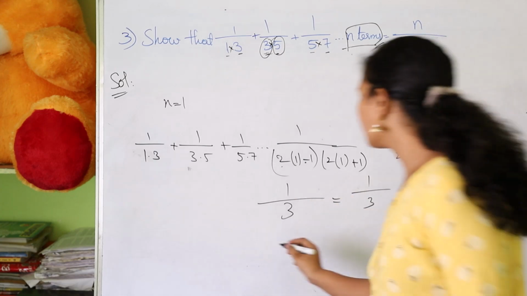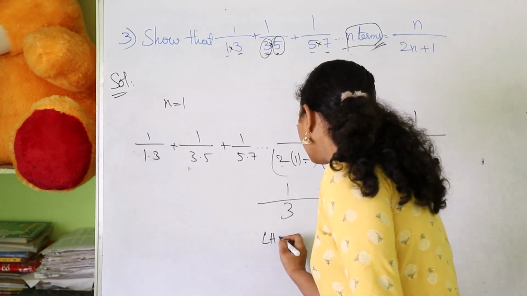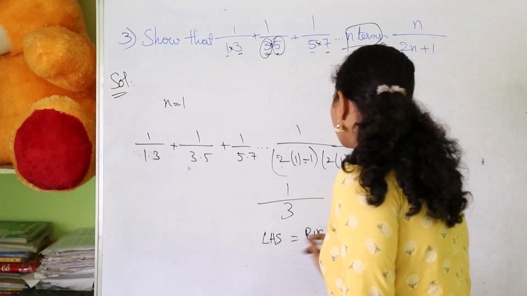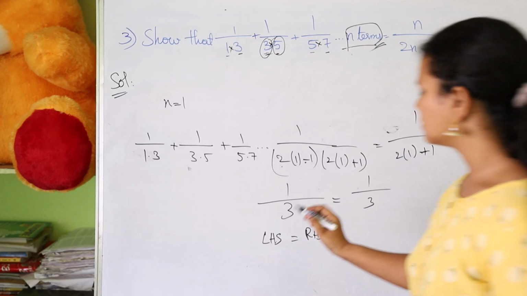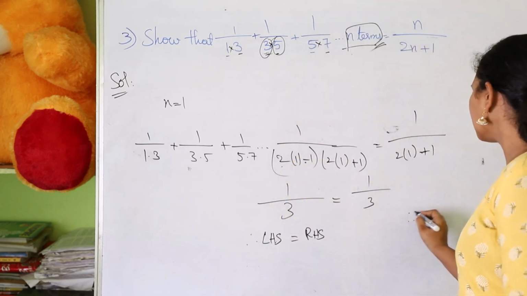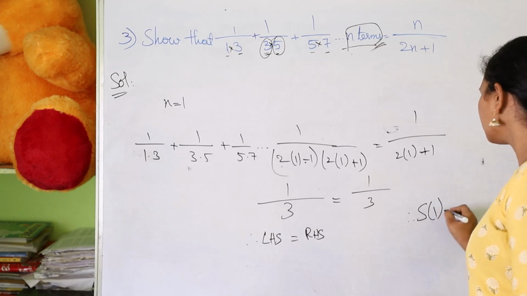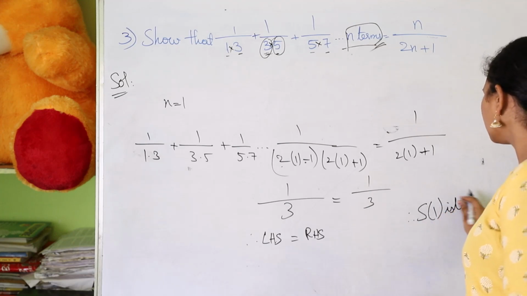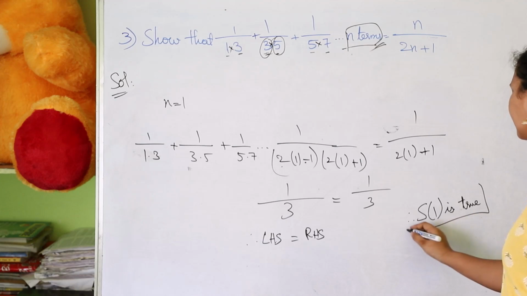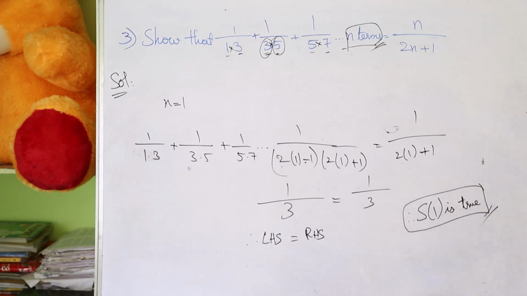The LHS is equal to 1 by 3, and the RHS is equal to 1 by 3. Therefore LHS is equal to RHS. So therefore I can say that S of 1 is true. LHS equal to RHS, I got it. So I can say S of 1 is true. Clear? Now let's go for the second case.